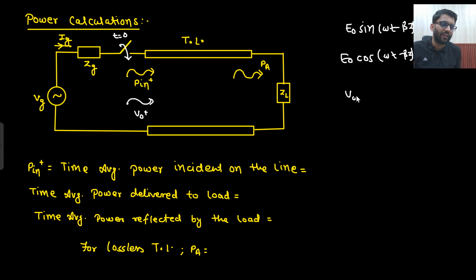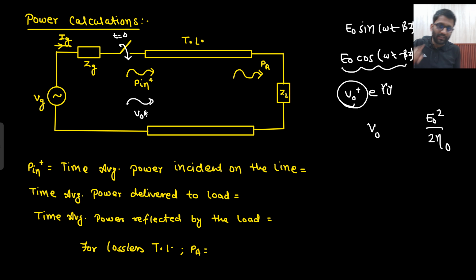Here, what kind of traveling wave are we having? V naught plus e to the power gamma y, or V naught minus, which also comes after reflection. So these kinds of waves we are having. So in EM wave, what was the power associated with this one? That was E naught square divided by 2 eta naught. So what do you think the power associated with this one will be?